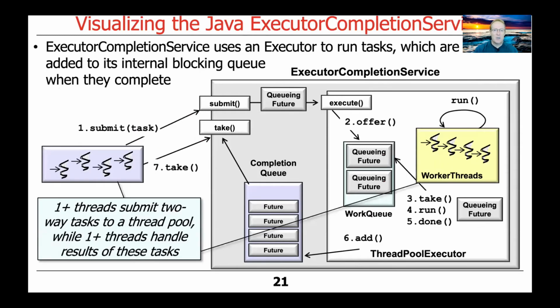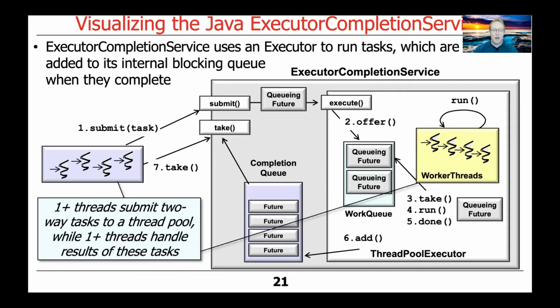Let's take a look at how to visualize the behavior of the executor completion service. I really like this style of describing things because I'm a visual person, and sometimes if you just look at APIs and source code, it's hard to know what's going on behind the scenes. As you can see here, we're going to use an executor to run the tasks. These tasks are added to the internal blocking queue as they complete, in the order that they complete, so they can be retrieved immediately as soon as they're ready.